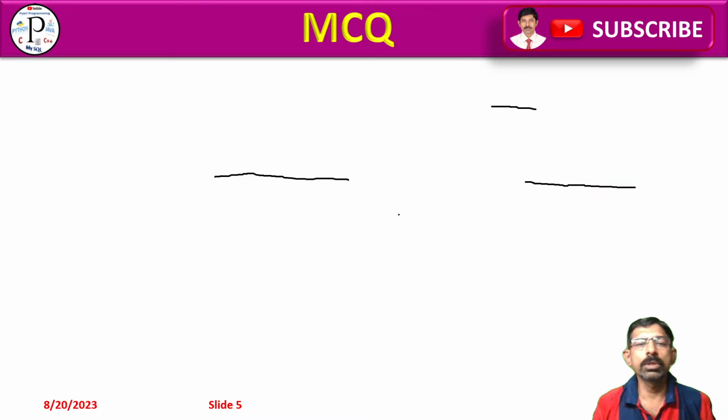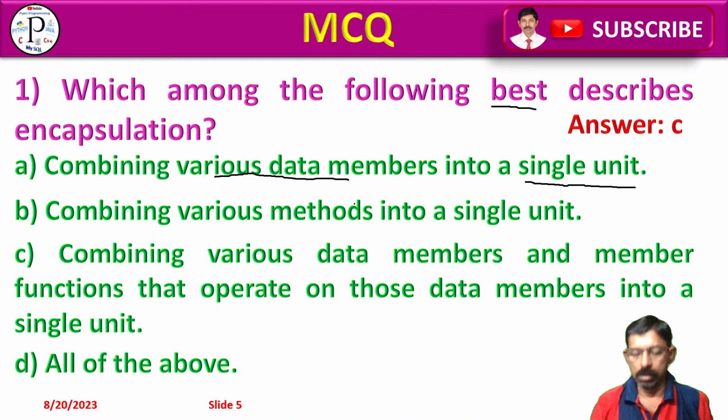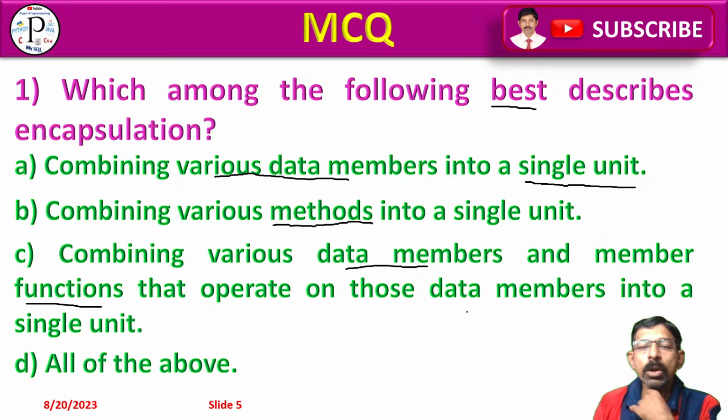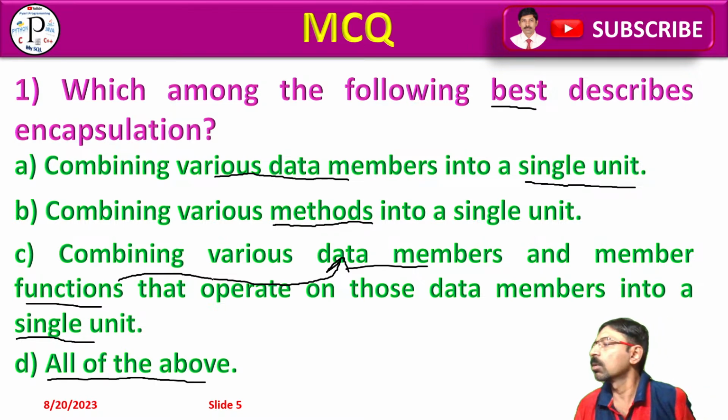Various methods into a single unit, combining various data members and member functions that operate on those data members into a single unit. That means the methods are going to work on, or manipulate, this data member. All of these above. Which one is best suitable?